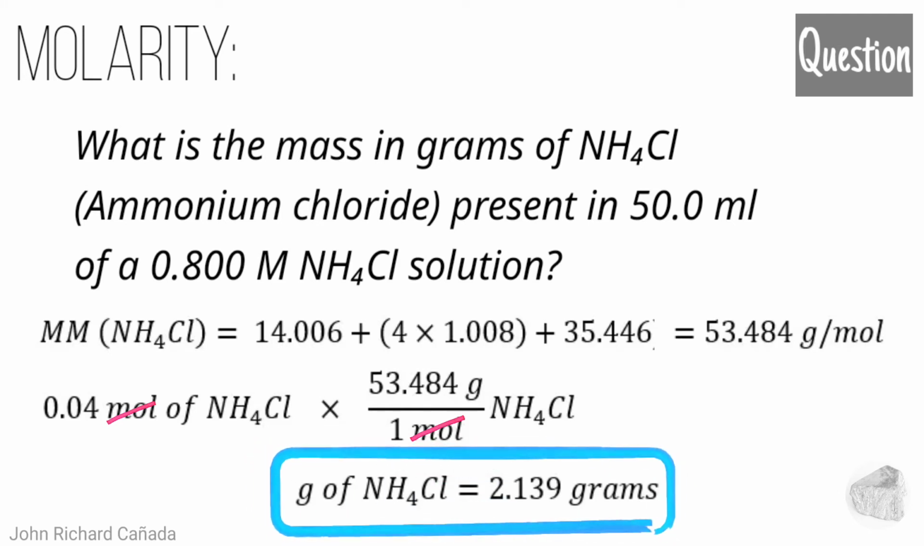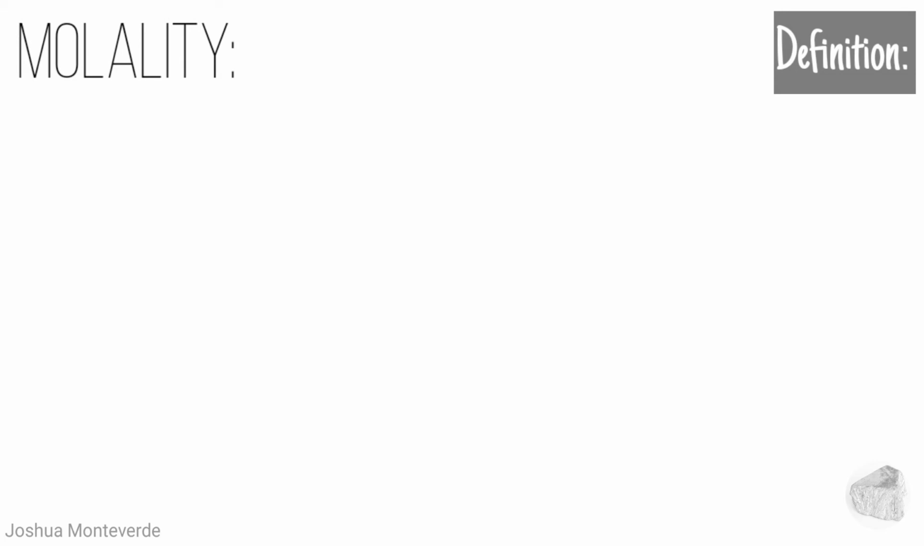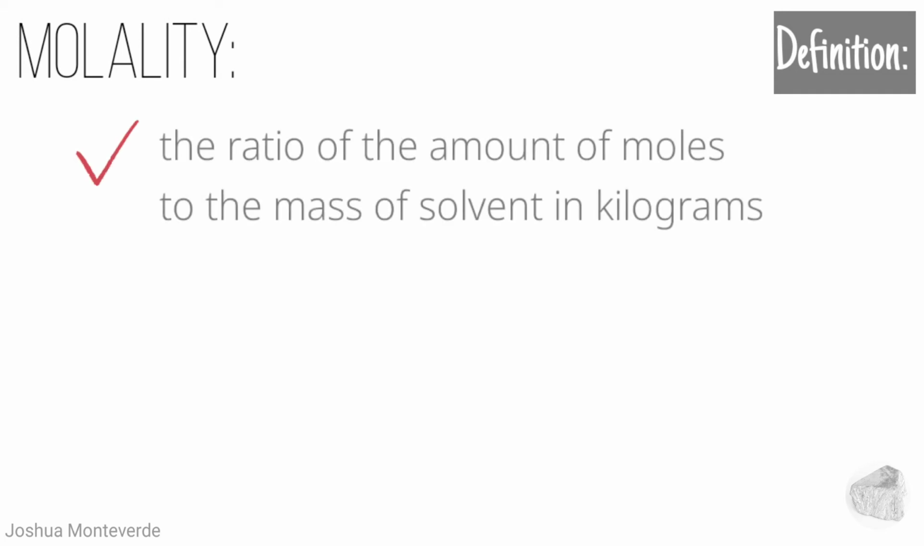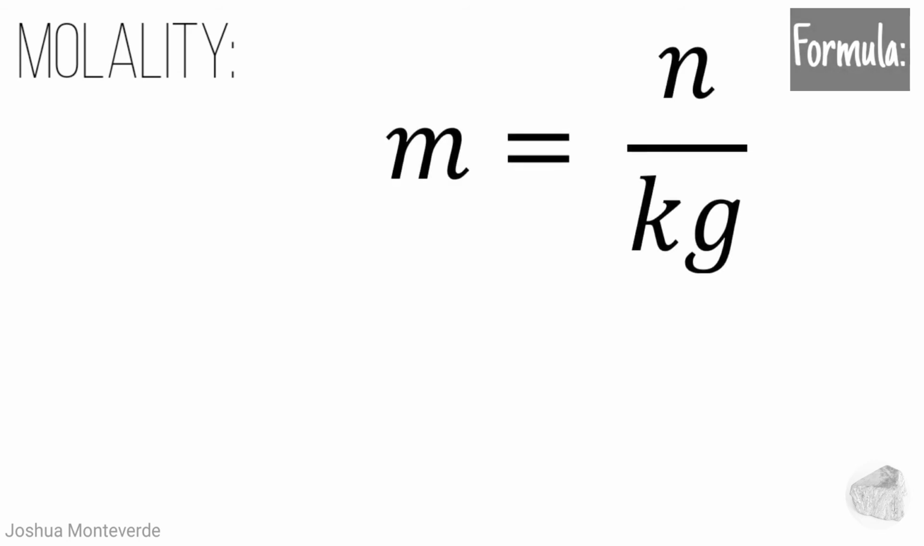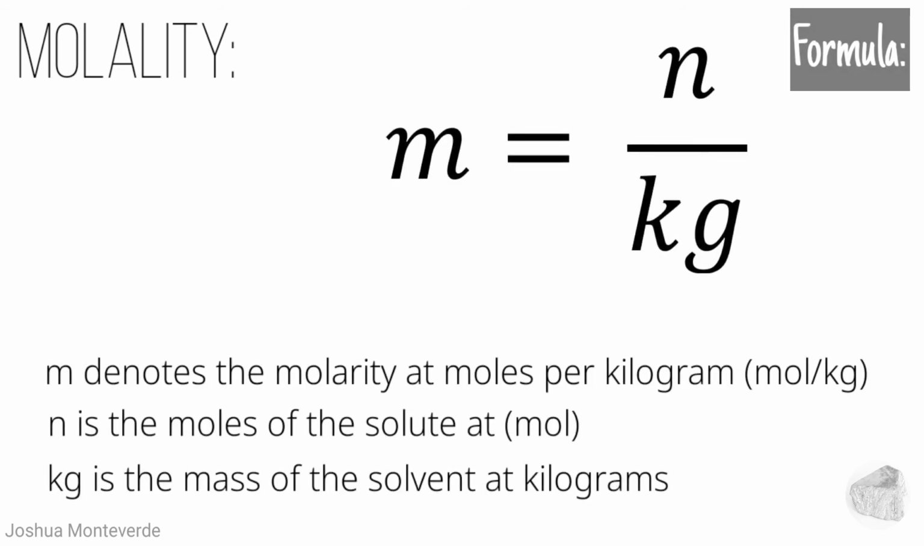After tackling molarity, we now proceed to molality. In contrast to molarity, molality is the ratio of the amount of moles to the mass of solvent in kilograms. It is expressed with the lowercase letter m and this formula: m equals n over kilograms, wherein m denotes the molality in moles per kilogram, n is the moles of the solute in moles, and kilograms is the mass of the solvent.